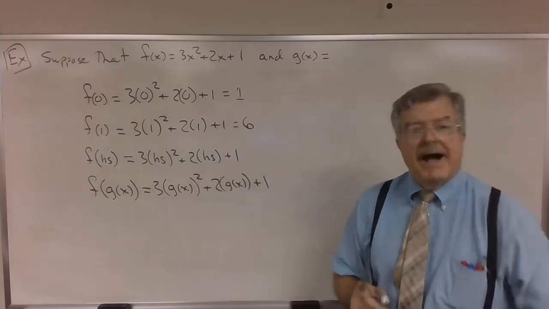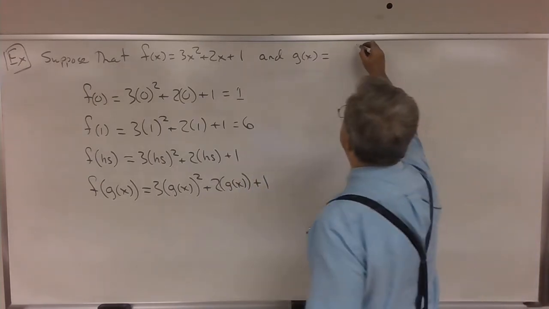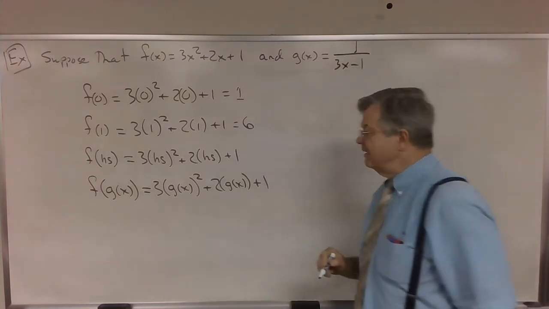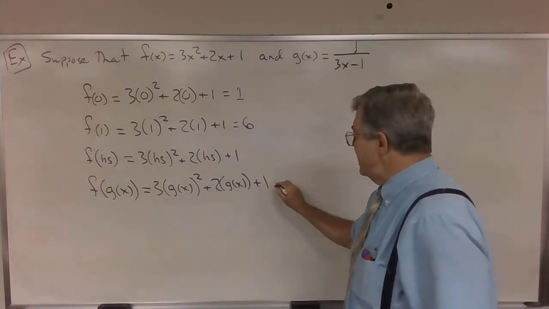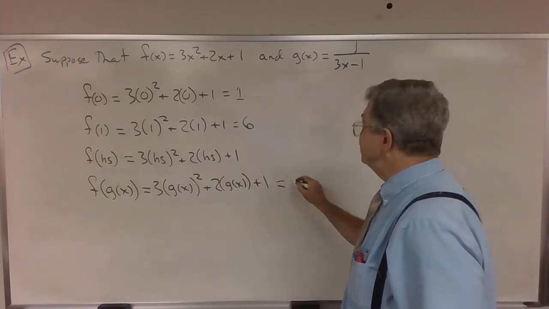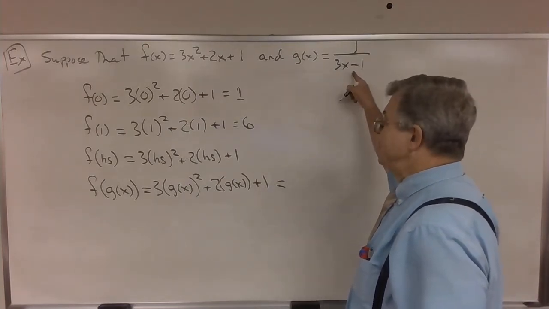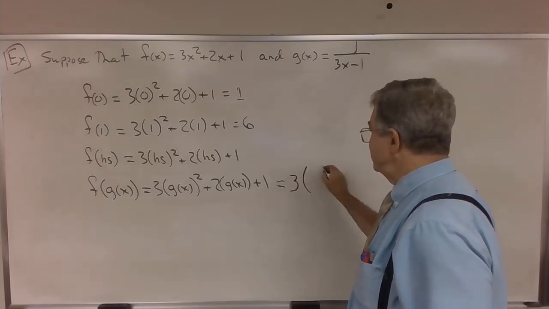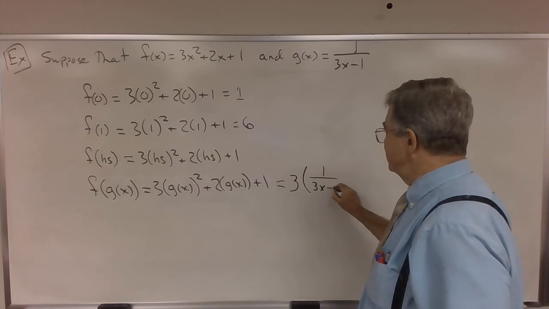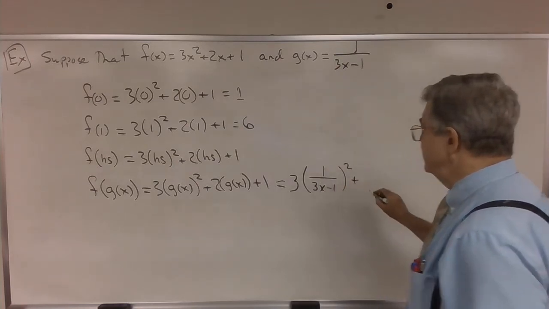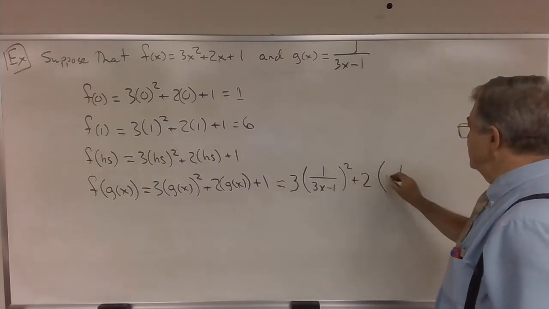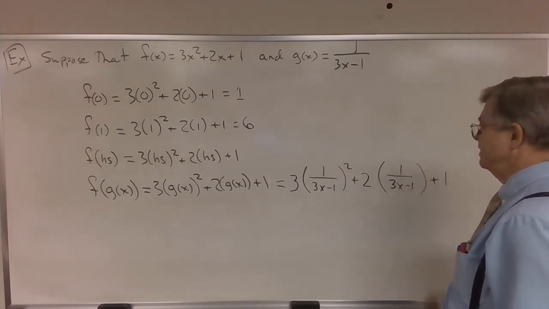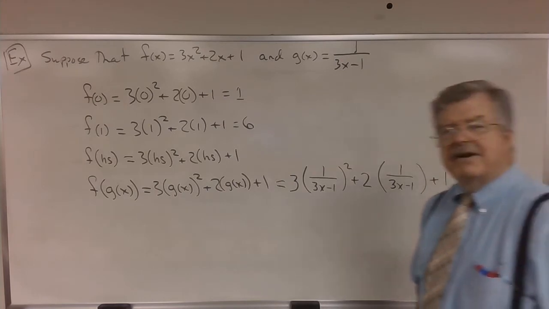And you know what? I just remembered what g of x was. It's 1 over 3x minus 1. Okay, so in the next step, I can just plug in the equivalent expression for g of x in terms of x. 3 times (1 over 3x minus 1) squared plus 2 times (1 over 3x minus 1) plus 1. Very, very good.